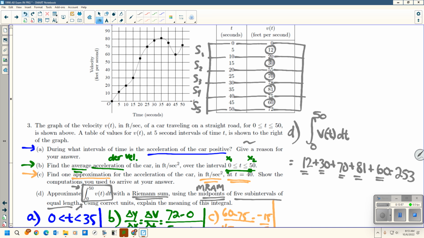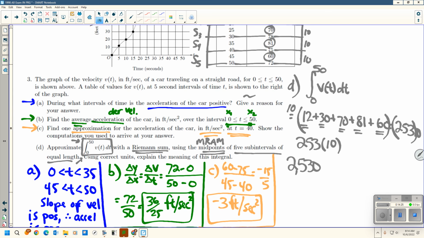253. However, I need to take this and multiply it by the width of the subintervals. Each subinterval has a width of 10, right? So I need to multiply this times 10, which means I multiply this side times 10 as well. Sorry, it's 253 times 10. So it is 2,530. But we need correct units.